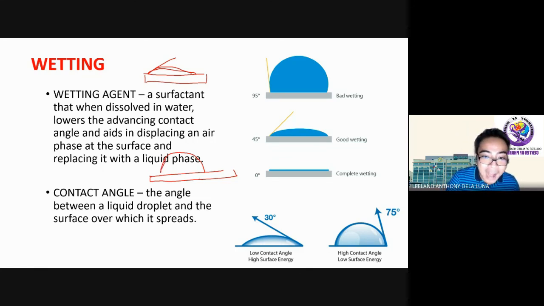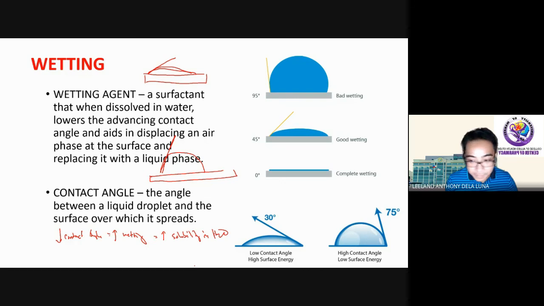So, class, ang purpose ng surface active agents ay bawasan yung contact angle na yan para mas mabilis mag-spread yung water. Pag mabilis mag-spread ang water, mas madaling ma-wet yung product natin, or yung ating particles, say, yung solid particles. Mas mabilis siyang mabasa, so mas mabilis siyang mag-dissolve. Are we clear? This is especially true for suspensions or emulsions. As much as possible, we want a lower contact angle. Remember this, class: lower contact angle equals higher wetting. Mas mabilis siyang ma-wet, so faster solubility, increase in solubility sa water. Are we good? Okay.